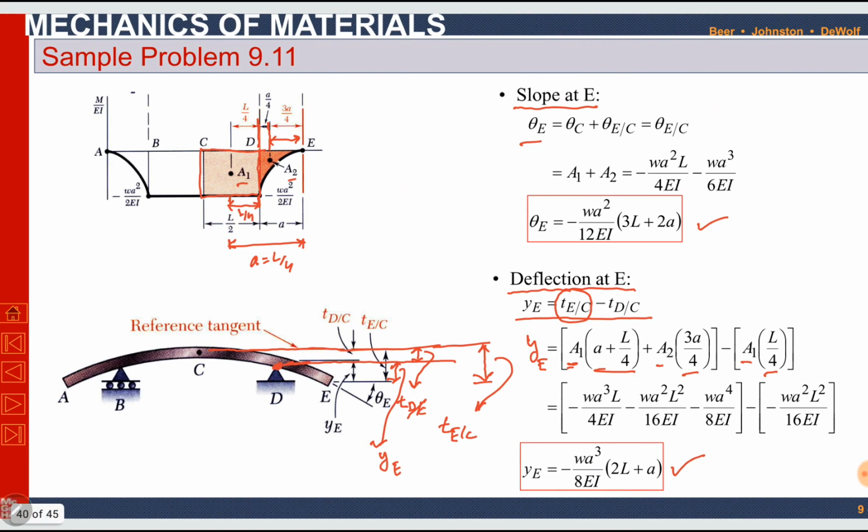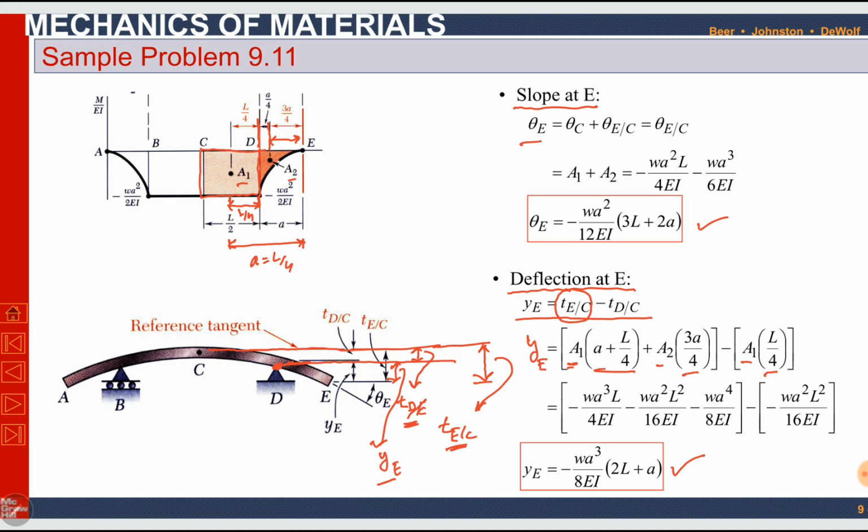To find YE, Y is always the deflection of any point from the support point. Here the support point is point D. So the deflection of E with respect to D is YE. So it will be the tangential deviation between point E and C minus the tangential deviation between point D and C. So this value minus this value is equal to YE.